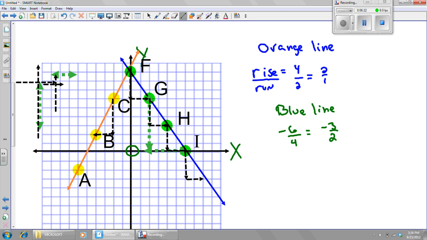It looks like I'm missing the line, but in actuality, that's just human error from my line being set up, it's actually going through this point here. I apologize for that. But that's why it's so important to be careful when you draw your lines.